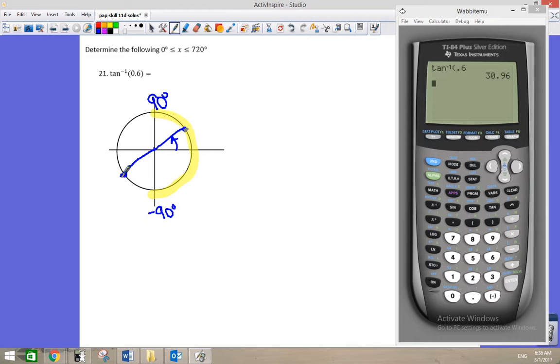So of the 4 solutions on 0 to 720, here's one of them, and I just have to add 180 to get the next one, and then add 180 again. And here's 3 of the 4 solutions. Add 180 again, and I have my 4th solution. I'm done. And see, that 570 is less than 720. If I add another 180, I'm going to be too big. I'm above the 720, so I found the 4 solutions that we were looking for.